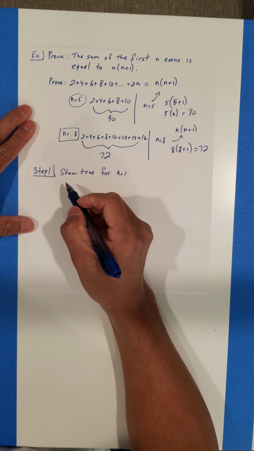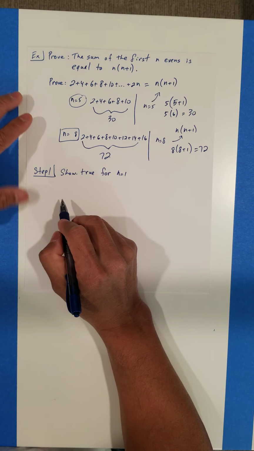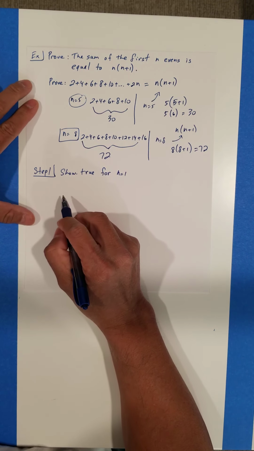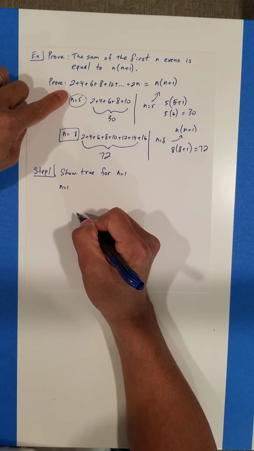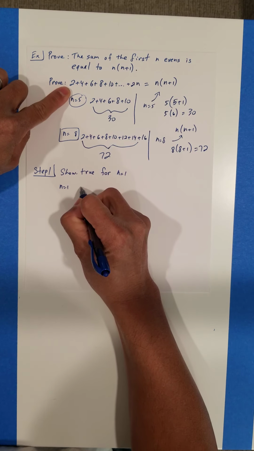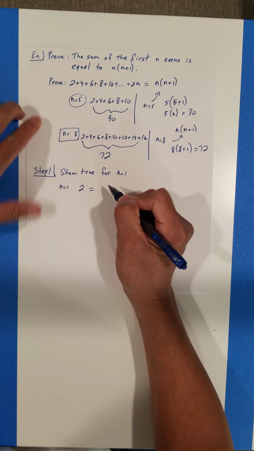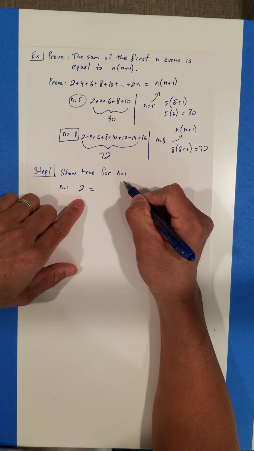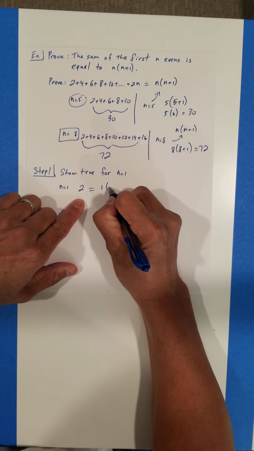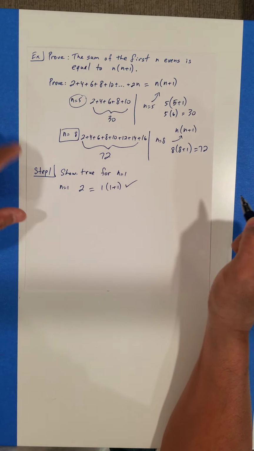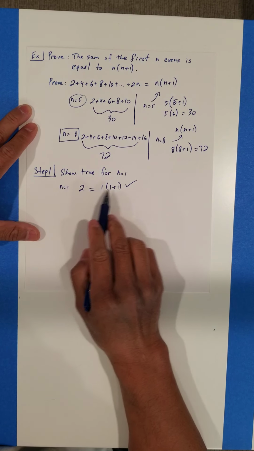Okay, that's my first step. I always want to show that this statement is true for n equals 1. According to this proof, 1 is my first number when n equals 1. That means my first number over here is 2. I want to show that this 2 equals the amount that I get when I plug in 1 to the right-hand side. If I plug in 1 to the right-hand side, I get 1 plus 1. Oh yeah, so that works. So my first step, I always want to show that this statement is true for n equals 1.